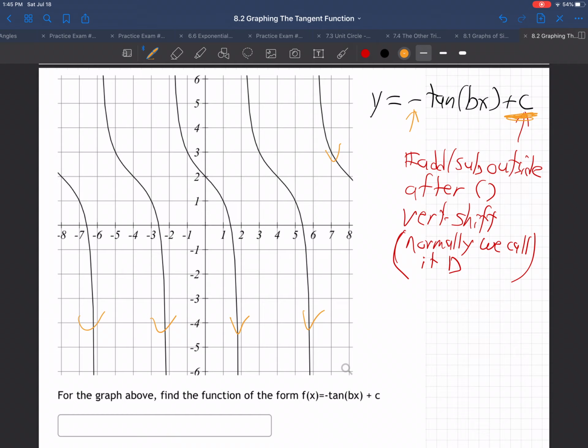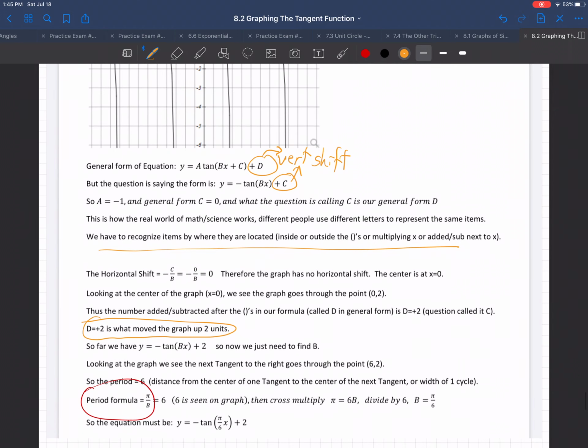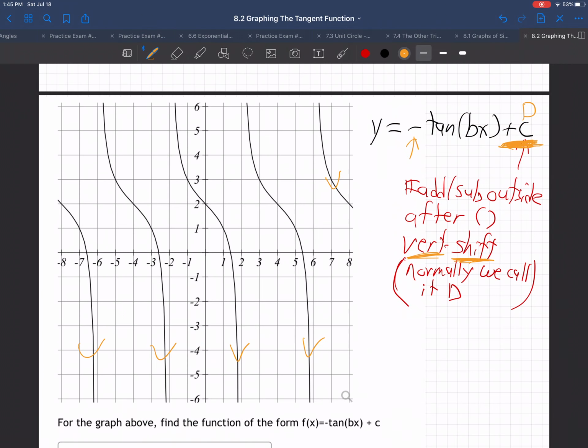So look, is the number inside the parentheses or outside? Is it next to the X multiplied, or next to the X added or subtracted? This is a number outside the parentheses, added or subtracted. We normally call it D. They're calling it C. You could call it any name you want. The important part is that's the vertical shift. If you look back at the notes, it's the D. It's what moves the graph up, positive up, negative down, at the center.